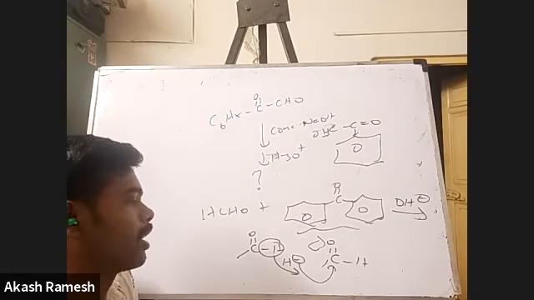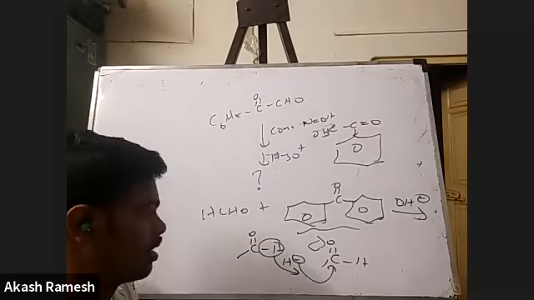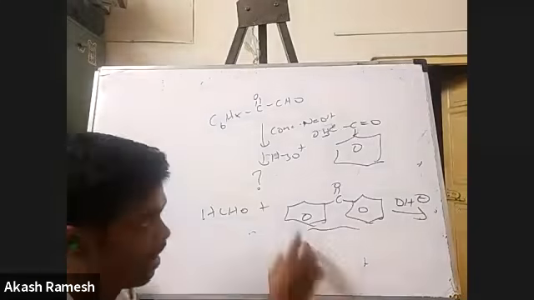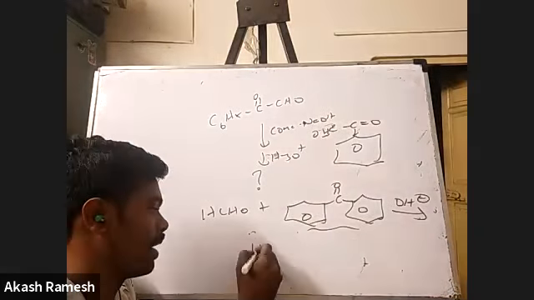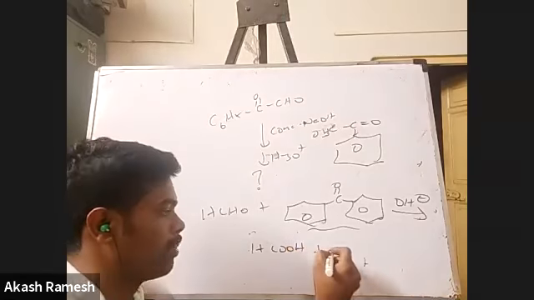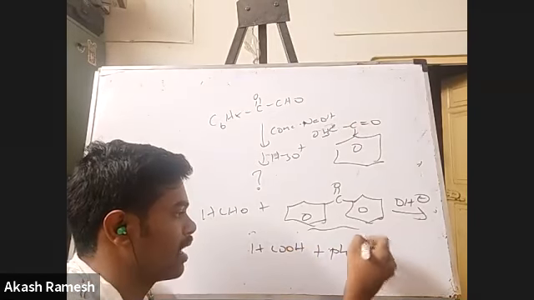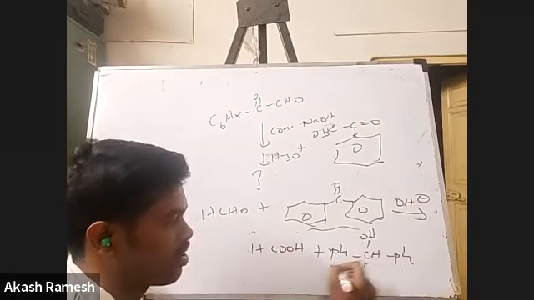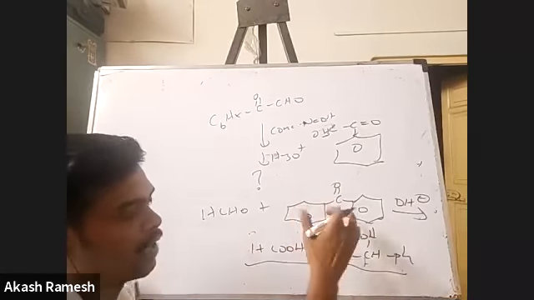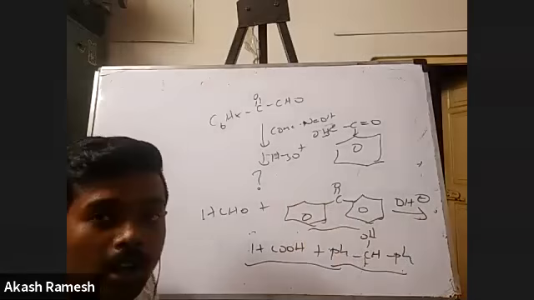So here the product would have been, in this case, I have to tell you, not this case. So I would have formed HCOOH plus PhCH2OH. This would have been the product. Ketone getting reduced, aldehyde getting oxidized.